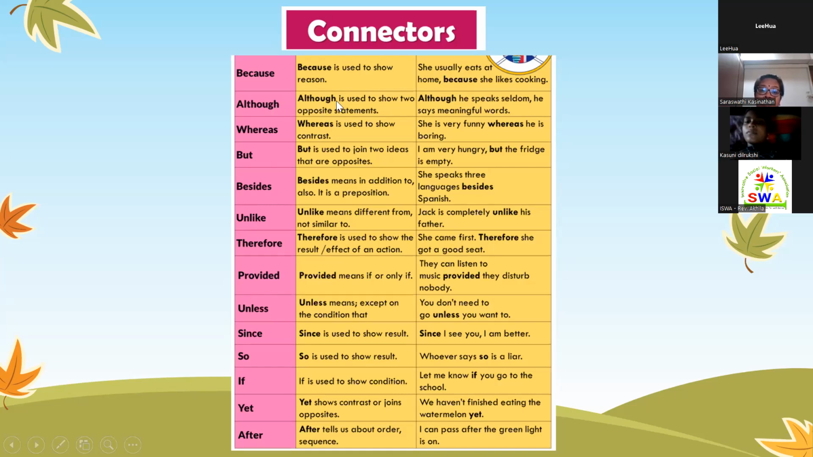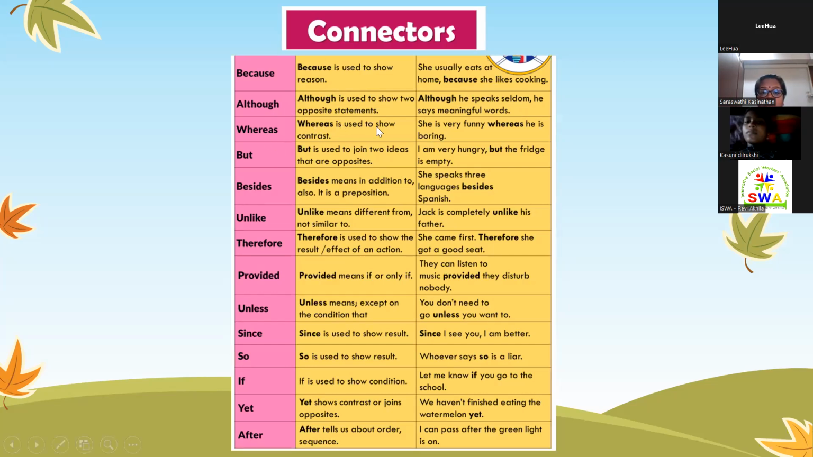Although is used to show two opposite statements. Opposite means, for example, tall and short, left and right. These are totally different things. So: although he speaks seldom, he says meaningful words. Speaks seldom means quiet, hardly says anything. But when he says it, the words are very meaningful. That's what it means.